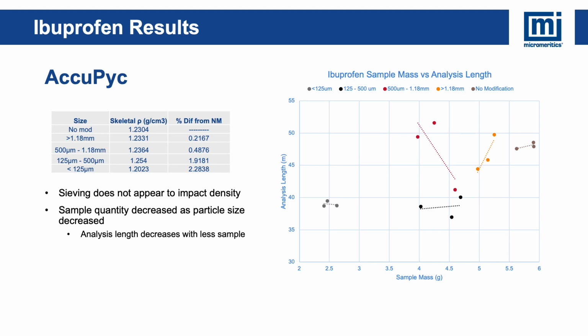Density results are consistent across the different size ranges. Analysis length is trending upwards as sample quantity increases. The sample cup was filled to the same level for all the sample runs, but the finer material has more interstitial space between particles, resulting in less mass.